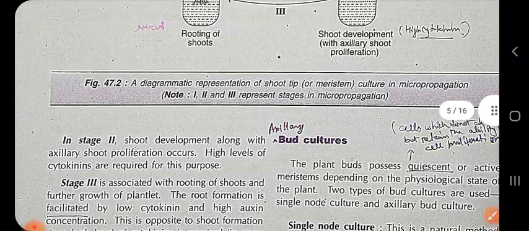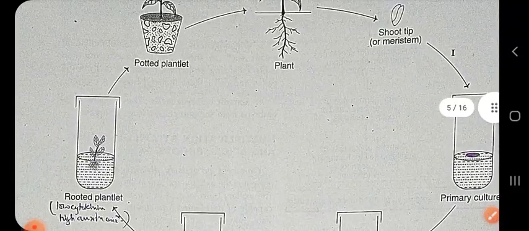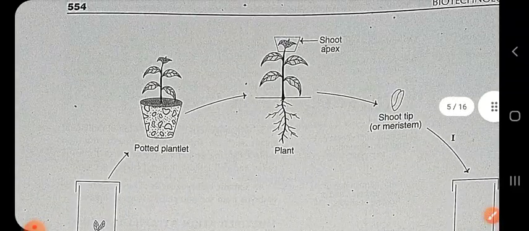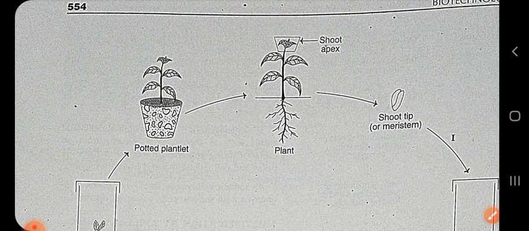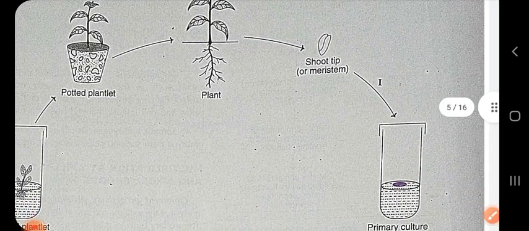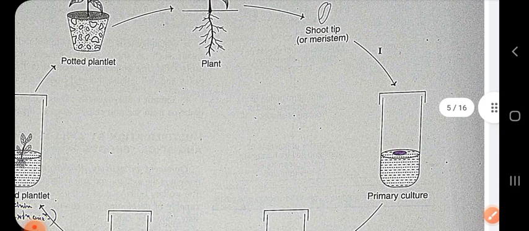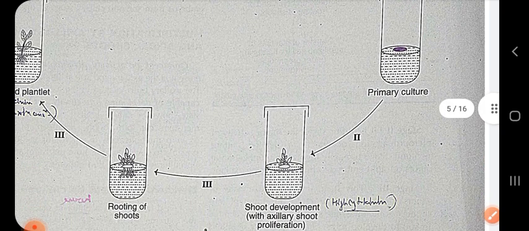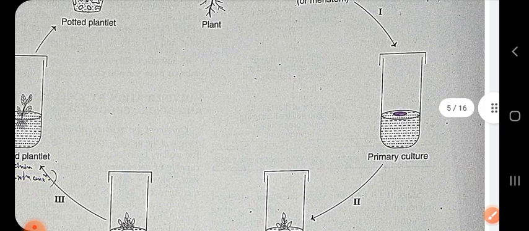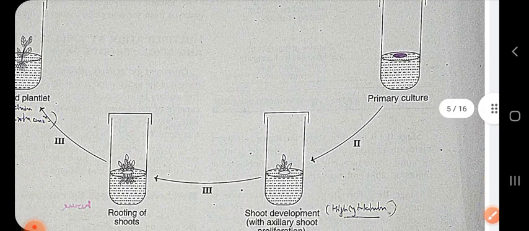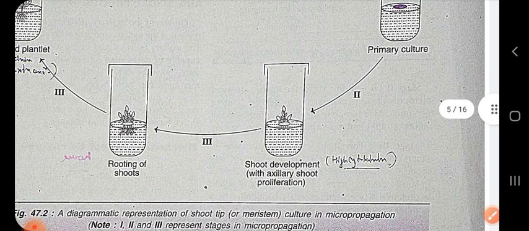So this was about the meristem culture, the shoot tip culture, where the shoot apex from the plant has been taken. It is properly surface sterilized and inoculated in the culture medium, having a desirable composition so that it can grow into shoots. Okay, they can grow into callus, and from the callus they will grow into shoots. Now shoot formation requires a bit of change in composition of the culture medium.